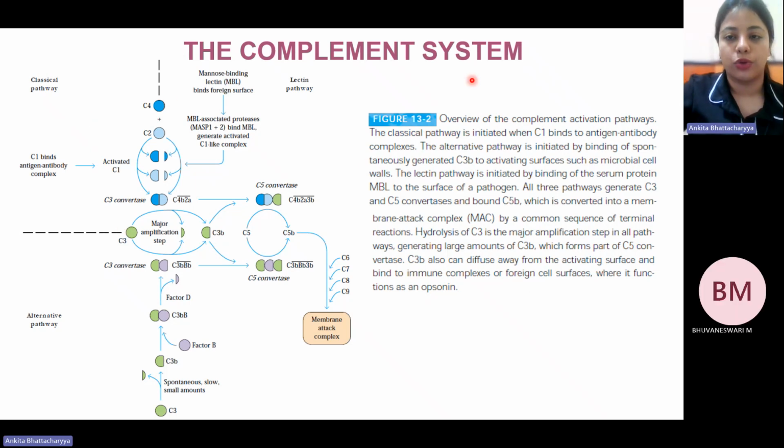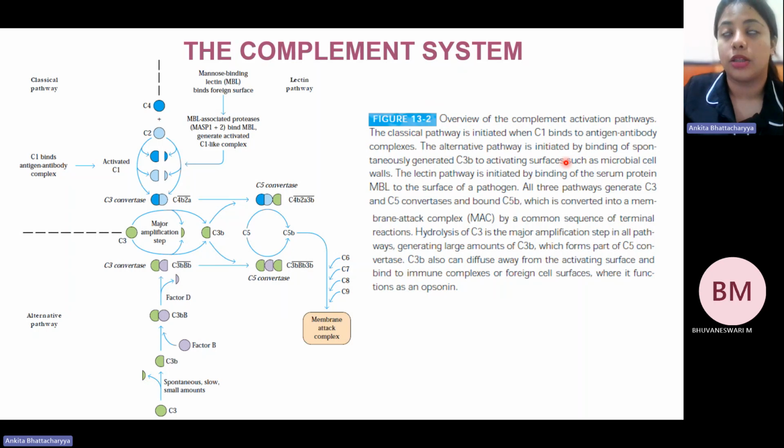This is giving you an overview of the complement activation pathway. As we discussed, there are three different ways in which the pathway is triggered: the classical pathway, the MB-lectin pathway, and finally the alternative pathway. The classical pathway is triggered when C1, a macromolecule, binds to the antigen-antibody complexes, eliciting this interaction and the downstream cascade. However, the alternative pathway is initiated by spontaneously generated C3b.